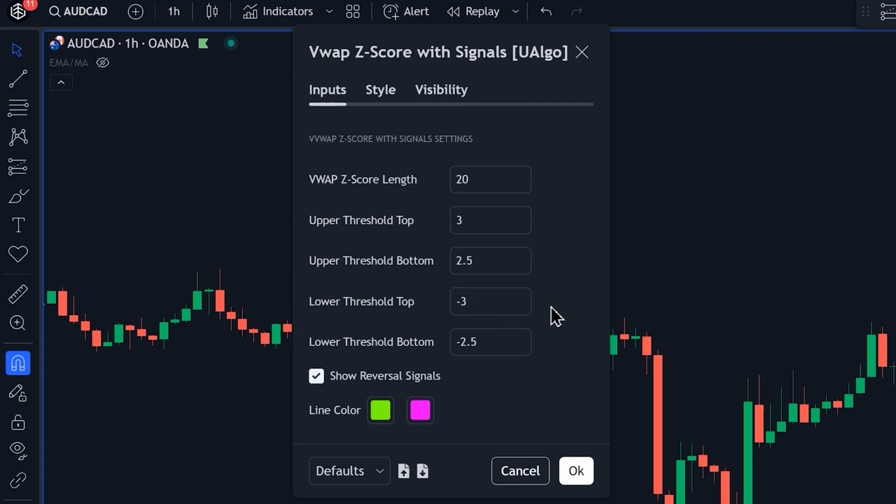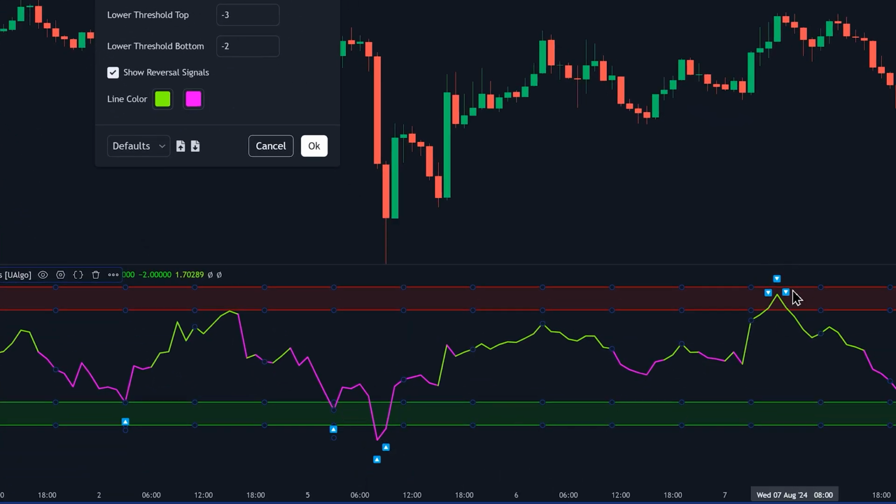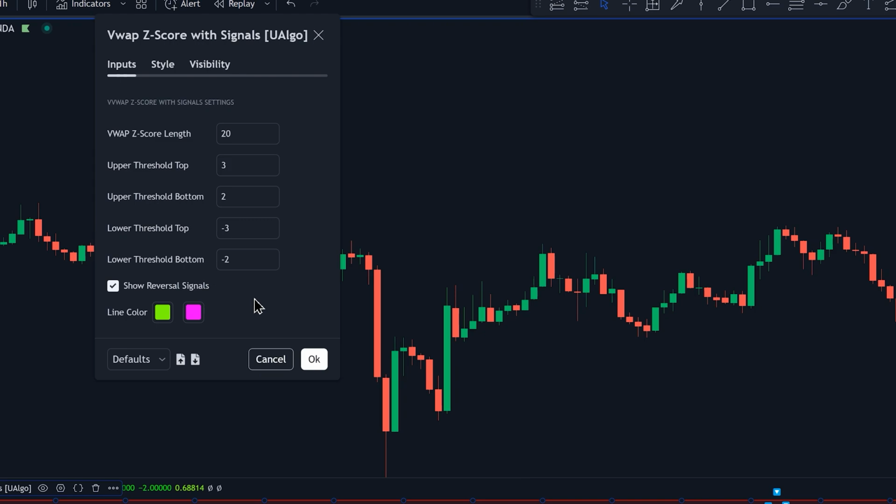For this video, we're going to set the upper threshold bottom to 2 and the lower threshold bottom to -2. Also, make sure the Show Signals option is enabled so that the buy and sell signals are visually displayed on your chart. Once you've made your changes, click OK.